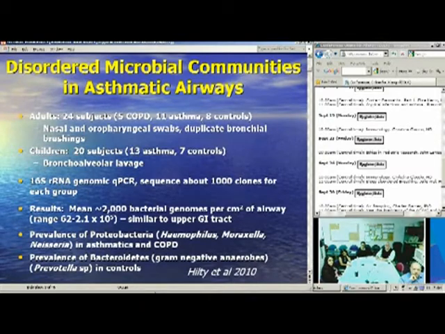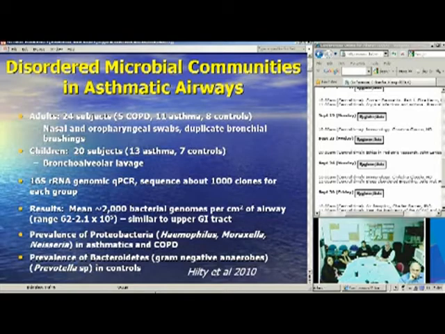So first, I want to talk about a couple of papers that have come out recently, this one in 2010 by Hilty and colleagues, in which they looked at microbial populations in COPD, asthma, and normal individuals, both in adults and children.